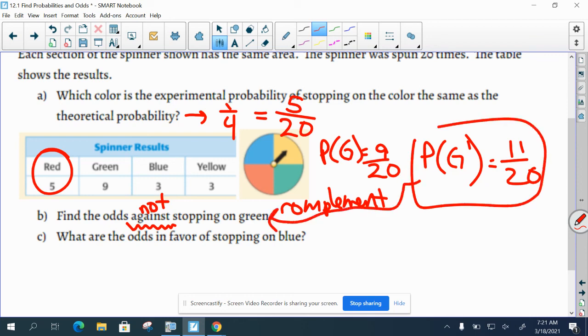And then finally, what are the odds in favor of stopping on blue? So the probability of stopping on blue would be what out of 20? Well, there was 3, so 3 out of 20.